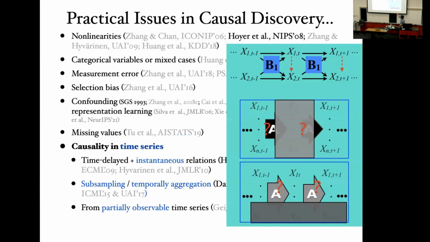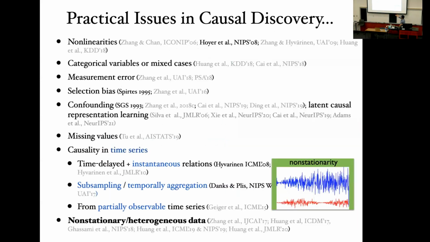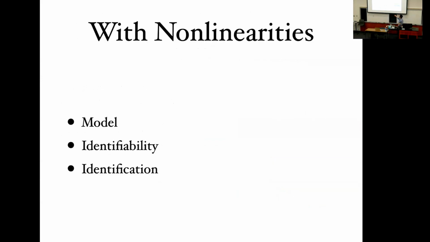And causality in time series, you saw it. I'll skip this part. And we can also analyze the non-stationary data, as I just mentioned in the morning. Now let's take a break.